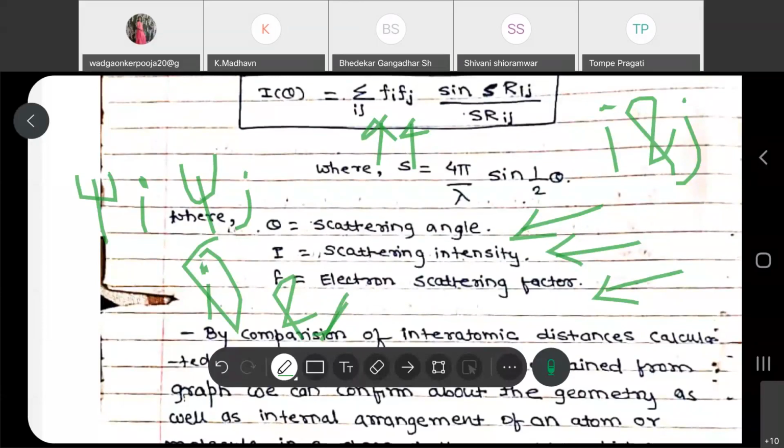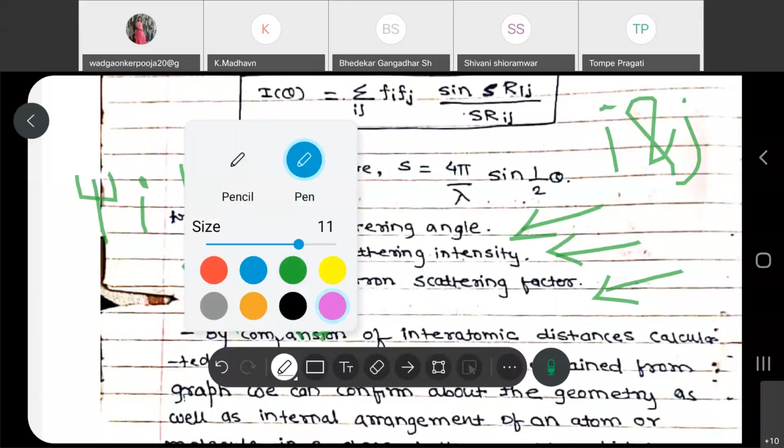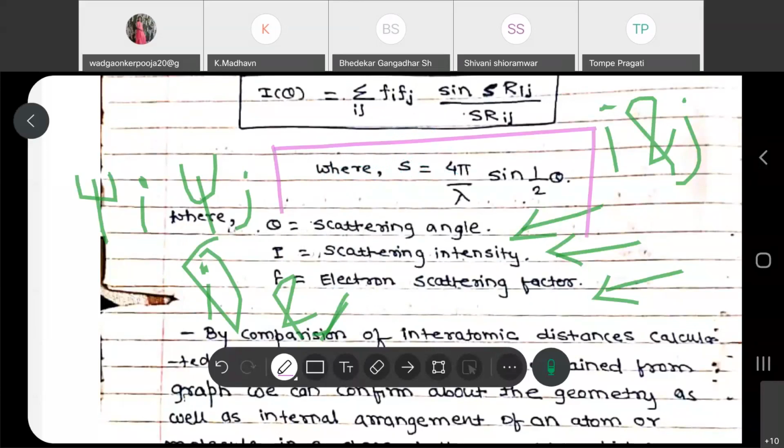That S term is what? Now you may ask me, ma'am, what is this S term? Is there any importance of this? Or is there any explanation for this S term? So its answer is yes. That answer is right here in front of you. Let me show you.